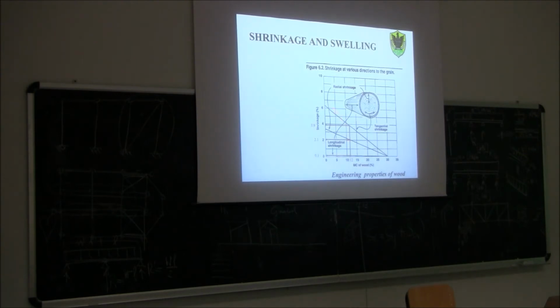Another important thing is this plot here. This shows the shrinkage depending on the moisture content. From 30% and above, we said we don't have any dimensional variation. From 30% to 0%, as you can see here, as we decrease the moisture content, the shrinkage also increases linearly.